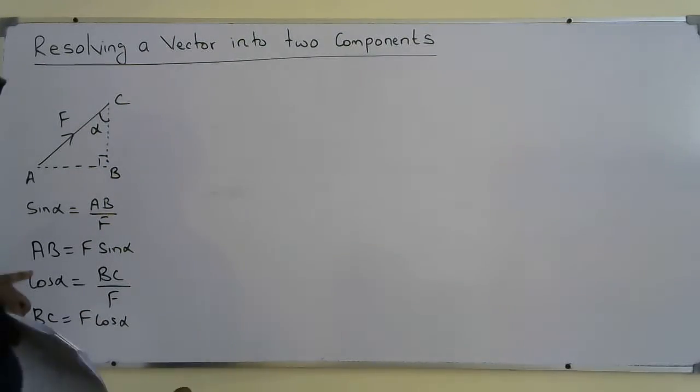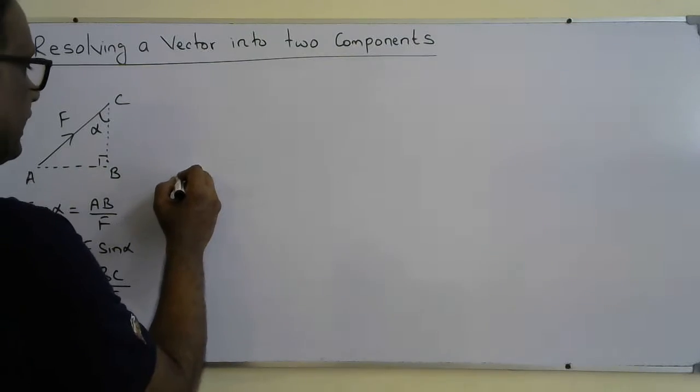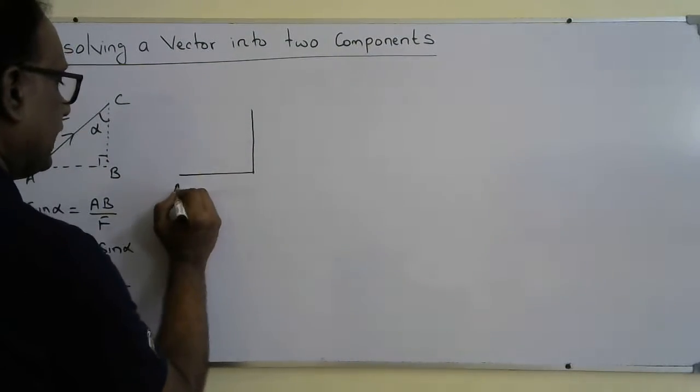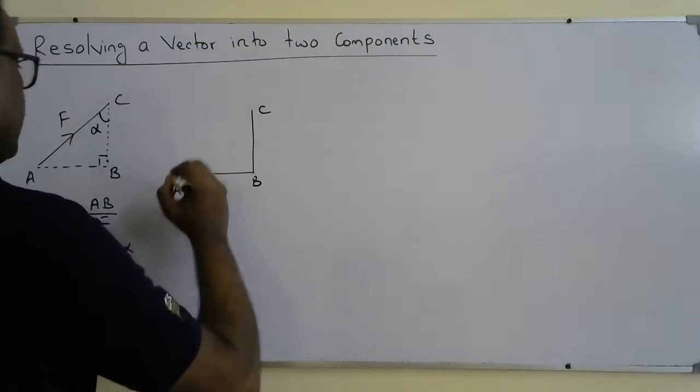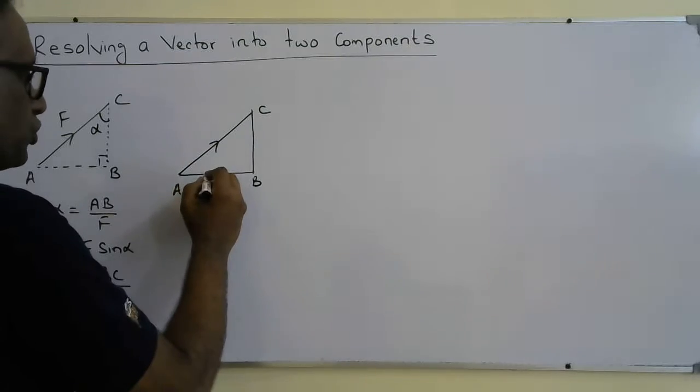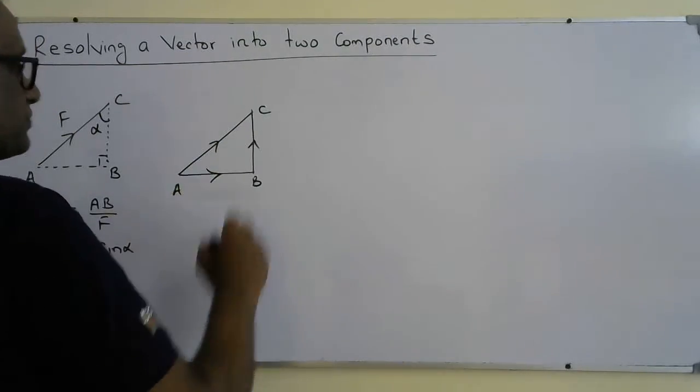So if I draw again the line AB and line BC, to get F as a resultant force, they should be directed this way and this way.